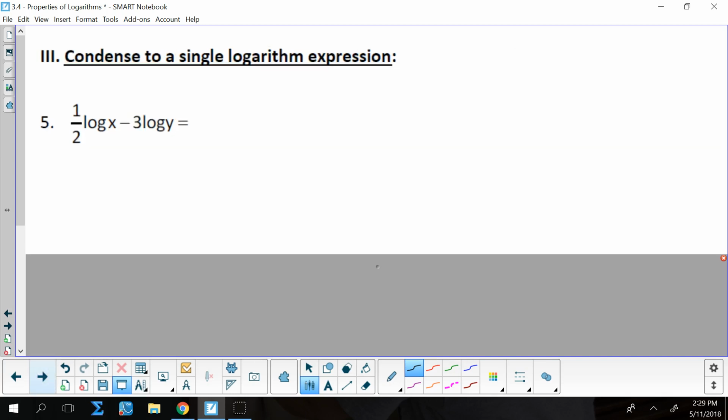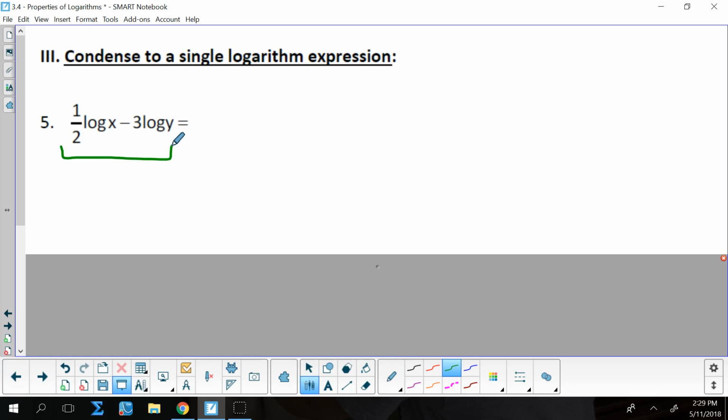Condensing now. I know that I'm going to be condensing because I'm starting with multiple logs. When I start with one log, I'm going to expand. When I start with multiple logs, I'm going to condense it down.